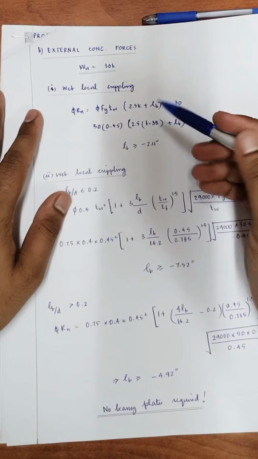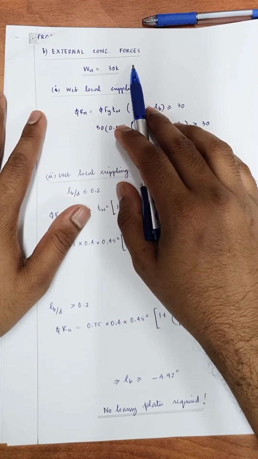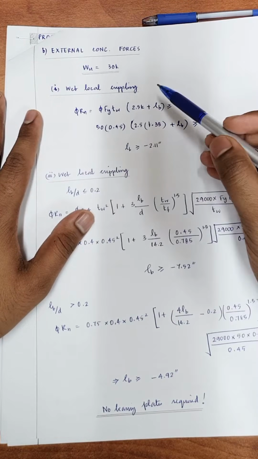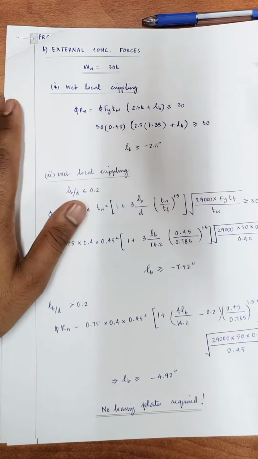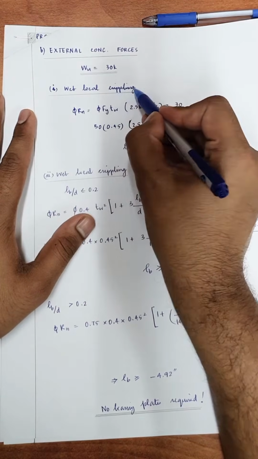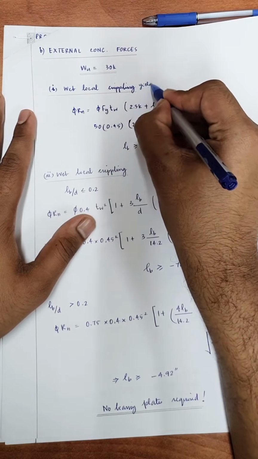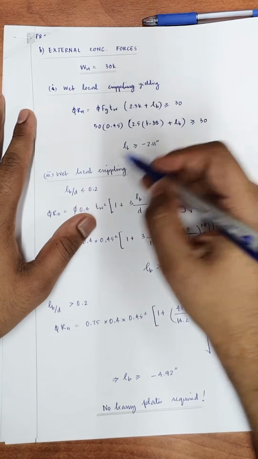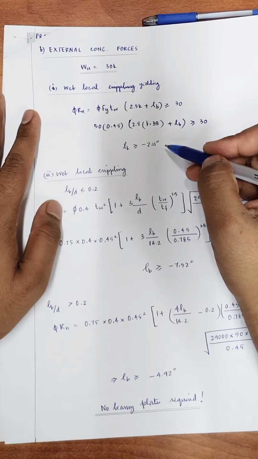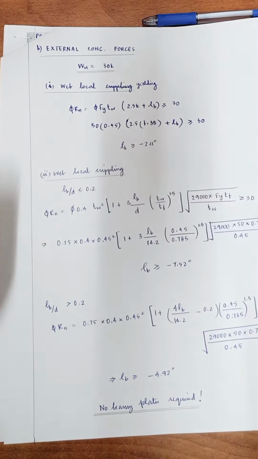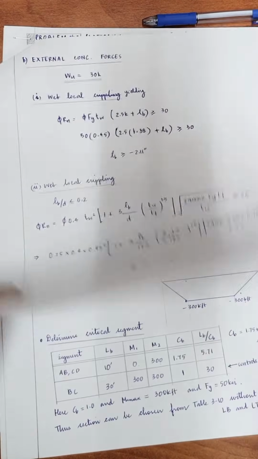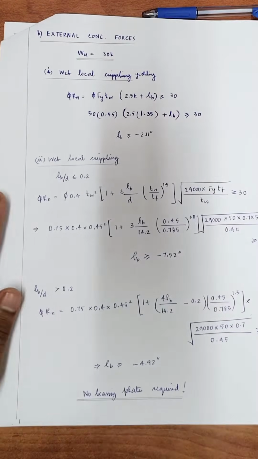Again, we check the concentrated loads, the external ones, which is equal to 30 kip again. So we have web local yielding and web local crippling, and then we get the lb values as negative, which means we do not require a bearing plate. So this is the end of the second problem.